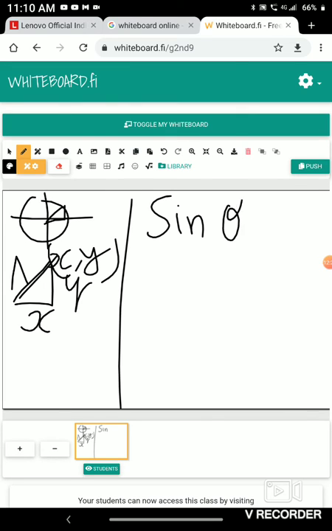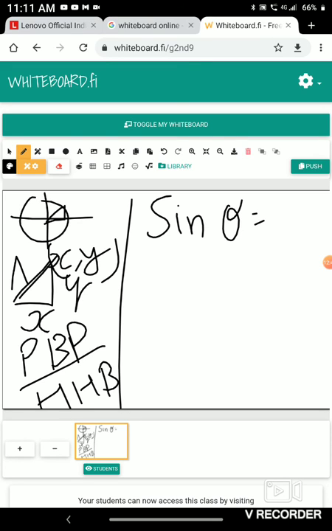Sin theta will become y upon 1, because of the formulas that I told. So we will move P, B, P, H, H, B. Perpendicular upon hypotenuse. Here the perpendicular is this side, which is our y, and this is our hypotenuse, which is 1. So we will write y upon 1.